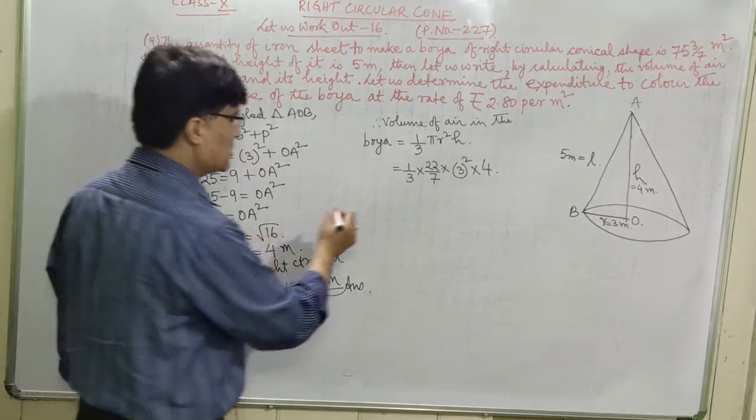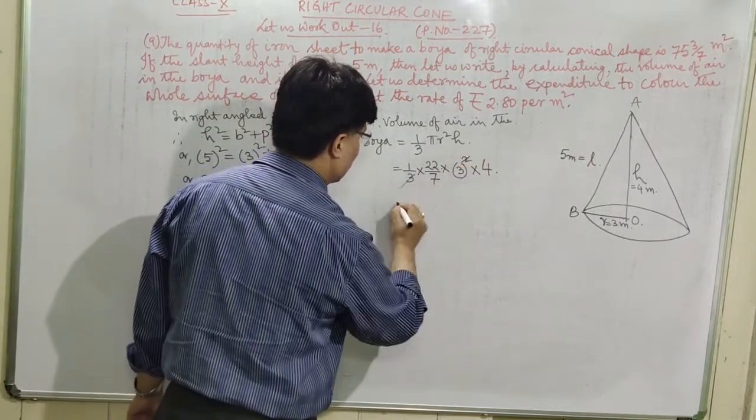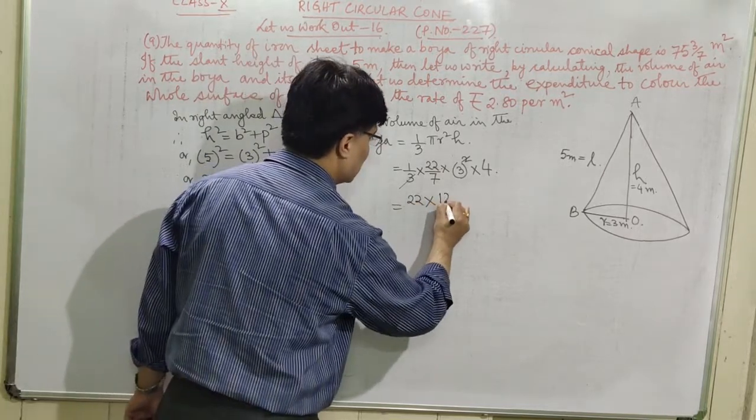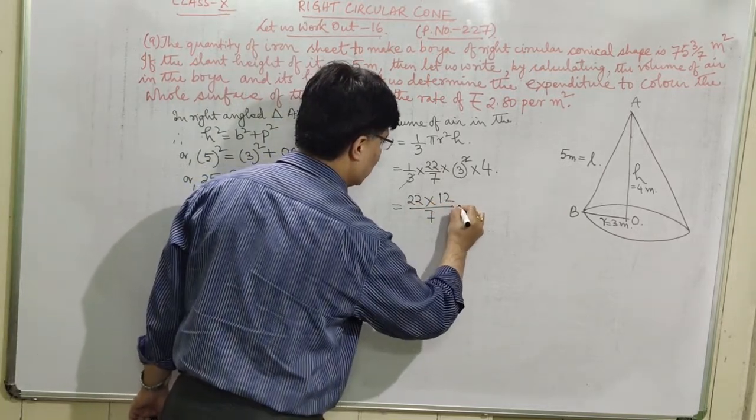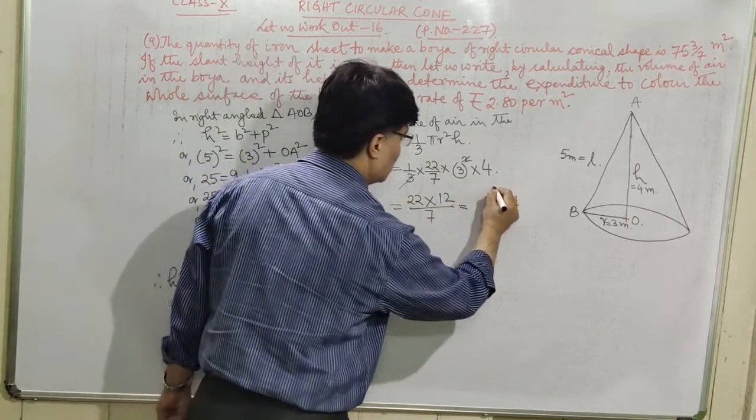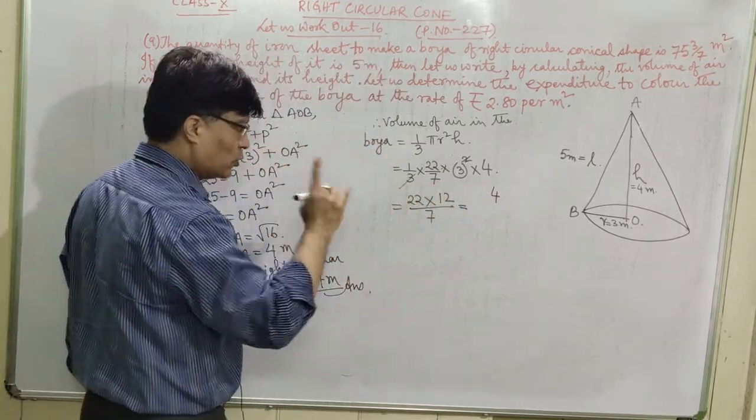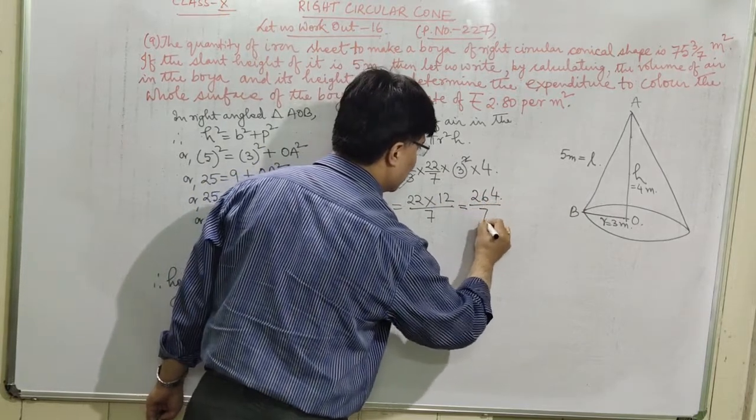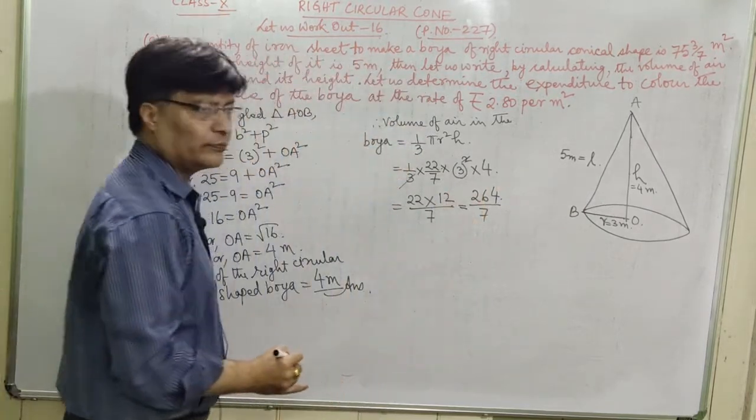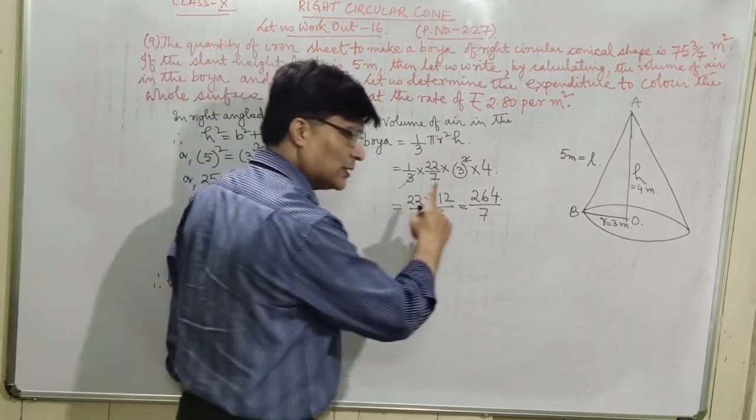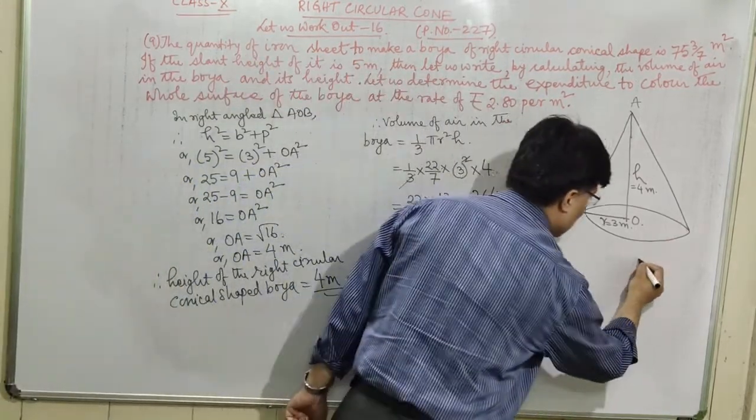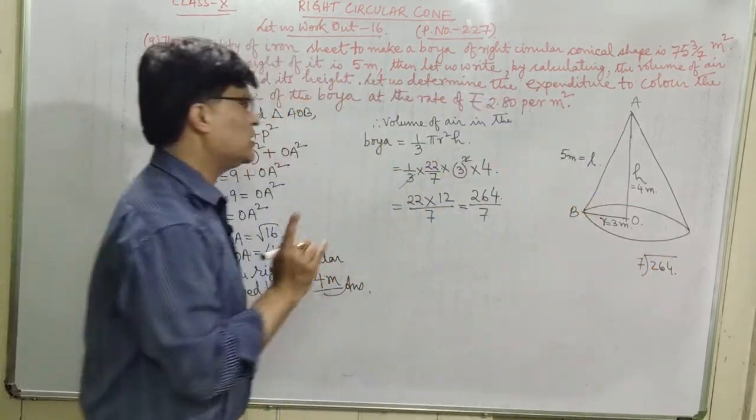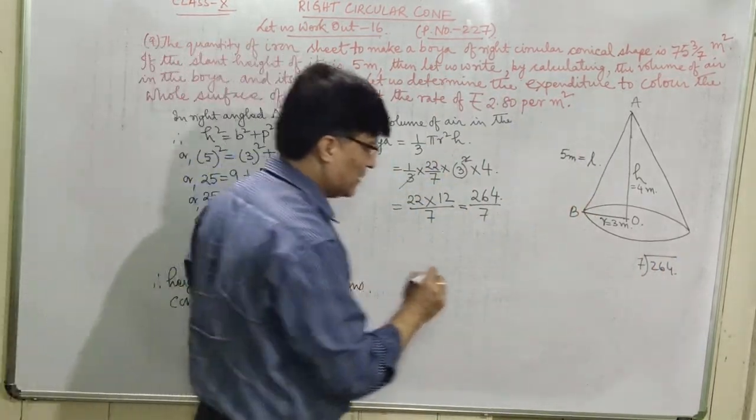So let us simplify it. Here 3 and square gets cancelled. So this is 22 into 4, 3s are 12, divided by 7, which is equal to 12 2s are 24, 24 plus 2 is 26, divided by 7. Understood? So let us convert into mixed fraction now. Now divide 264 by 7.